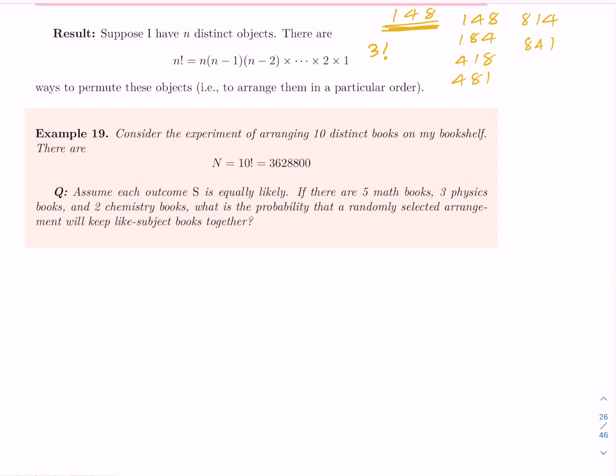Example: consider the experiment of arranging 10 distinct books on my bookshelf. Assume you have 10 distinct, different books. Then how many ways can you arrange them? You have 10 books and you use all the books to arrange. You don't pick only 6 or only 8. You pick all of them. Therefore, this is factorial 10.